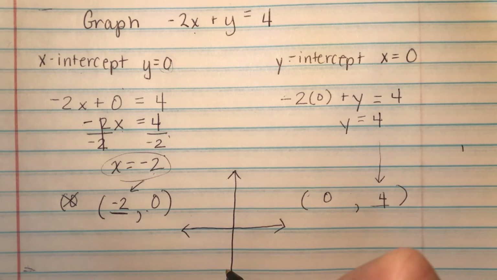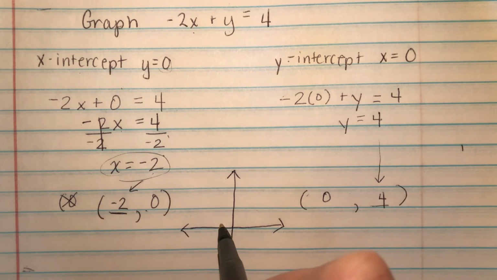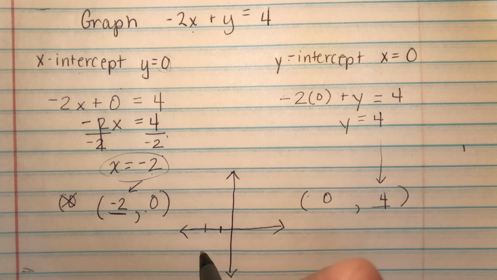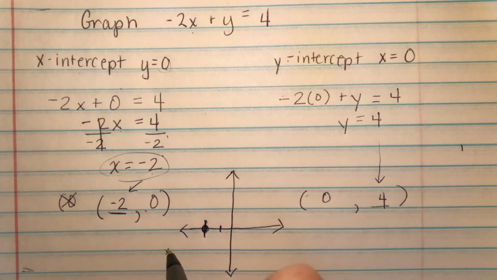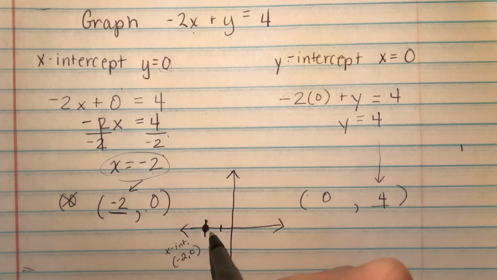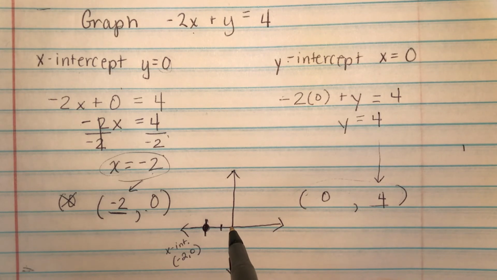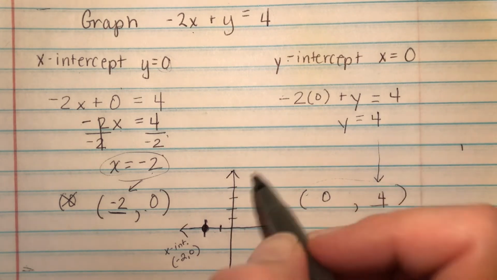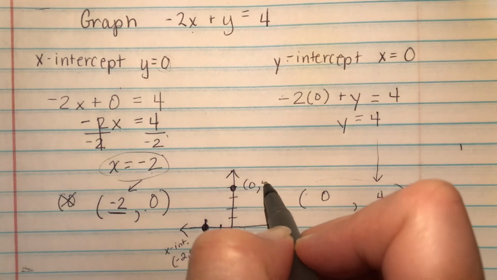For today, all I want you to do is plot these 2 points. So I'm going to go over 2, 1, 2, and then up 0, down 0, so I'm going to stay right where I'm at. And again, here is an x-intercept of (negative 2, 0), so right there. Then I'm going to take my y-intercept. This is 0, so don't go right or left, and then go up 4: 1, 2, 3, and 4. I'm going to put my dot right here, and again, that's (0, 4).